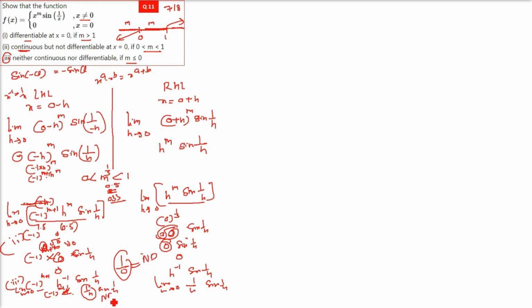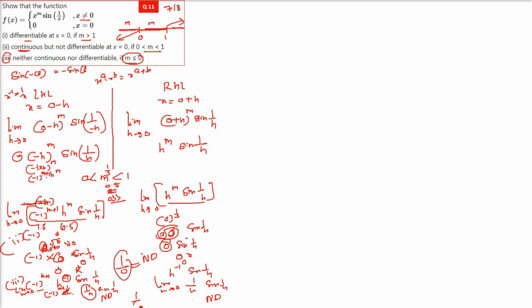So this is not defined, this is also not defined. So when the function is not defined for m less than or equal to 0, that means it is not continuous. And if you take 0, because it is m less than or equal to 0, you have to check for 0 also. What is 0 to the power 0? Now 0 to the power 0 is also undefined.